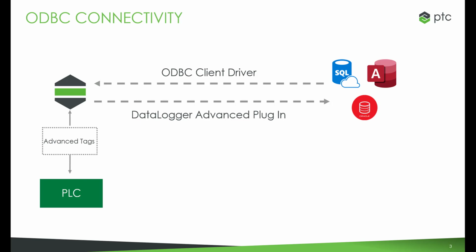Users can also use link tags from the Advanced Tag plugin to create communication from the database down to the PLC. This architecture is often used for recipe control and management. Regardless of the application, both the data logger and the ODBC client driver need to have a DSN configured in order to connect to the database.